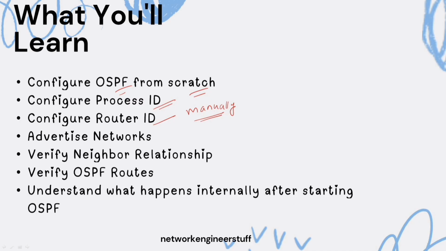In this video, we will be focusing more on how to advertise networks in OSPF. We will see how we can verify the neighbor or the adjacency in OSPF. Let's say we have these two routers R1 and R2. How do we verify whether they are OSPF neighbors of each other? We will also see how to verify OSPF routes. Then we will understand what exactly happens internally when we start the OSPF process.